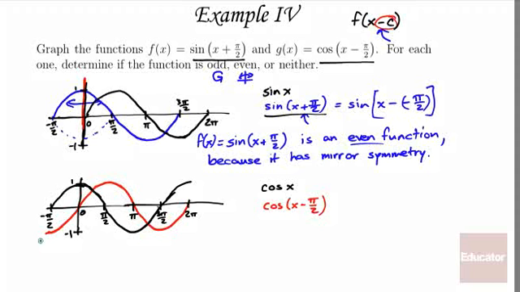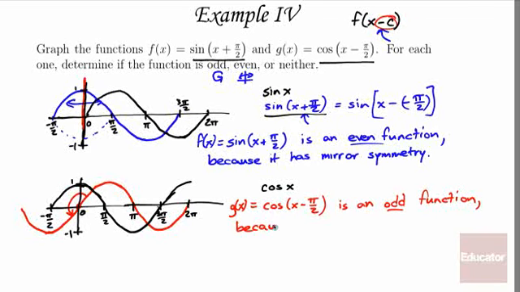Again, we're being asked whether the function is odd or even or neither. And for odd, we're checking rotational symmetry around the origin. And look at that. If you rotate the graph 180 degrees around the origin, what you'll end up with is exactly the same picture. So g of x is an odd function because it has rotational symmetry around the origin.